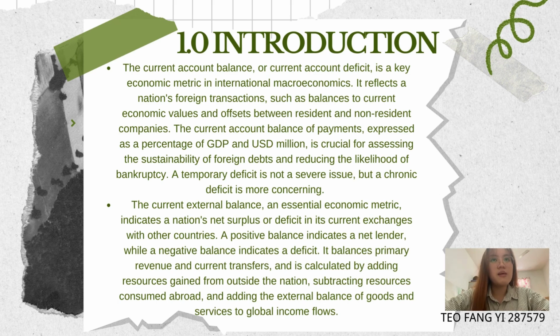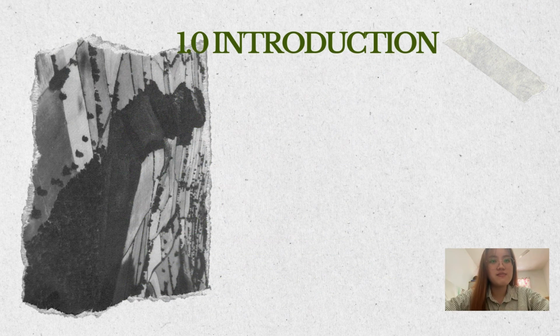The current external balance, an annual economic metric, indicates a nation's net surplus or deficit in its current exchange with other countries. A positive balance indicates a net lender, while a negative balance indicates a deficit. It balances primary revenue and current transfers, and is calculated by adding resources gained from outside the nation, subtracting resources consumed abroad, and adding the external balance of goods and services to the global income flows.